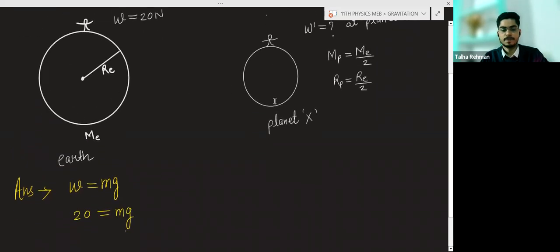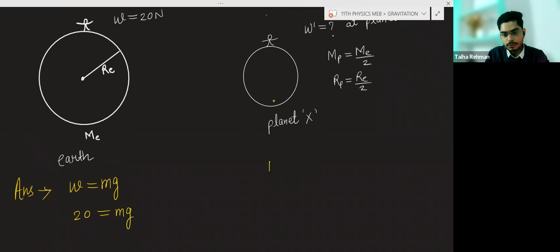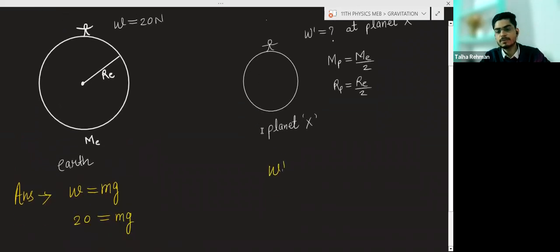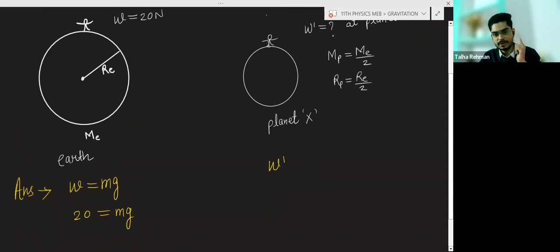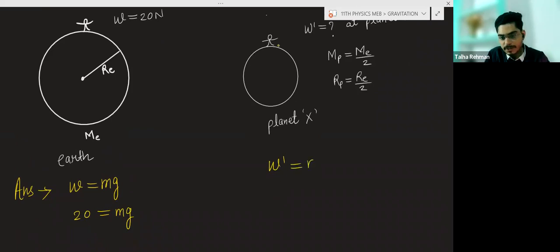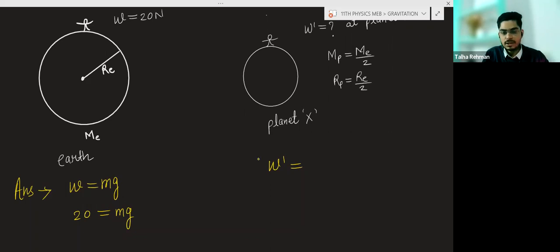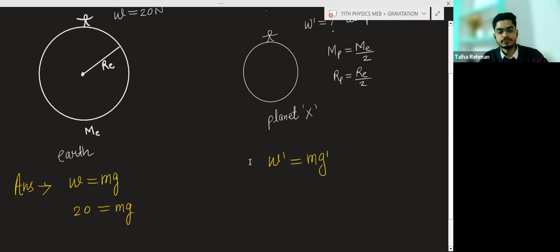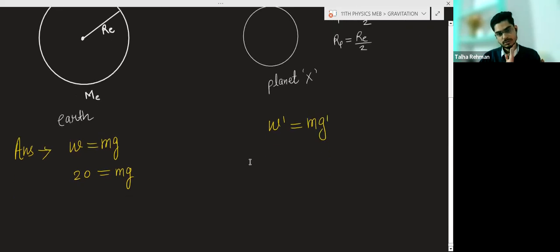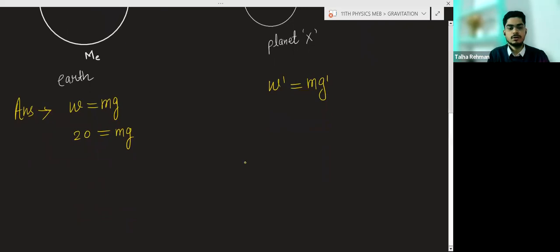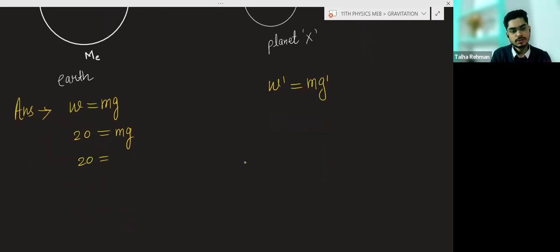Now for this planet, suppose W dash is the weight; we have to find this W dash. W dash is the weight of this person here, and this will be equal to the mass of the person, because mass will never change. Mass is the quantity of matter present, and that will never change no matter which planet you go to. So mass m, but the value of acceleration due to gravity will change, so that will become, suppose, g dash.